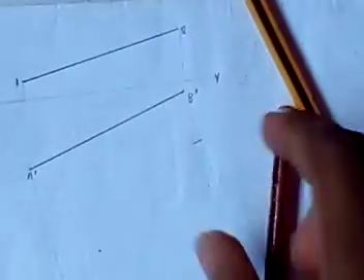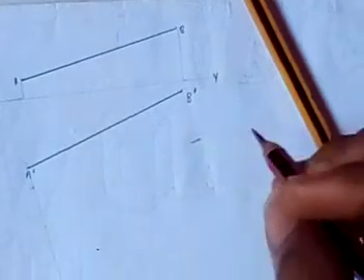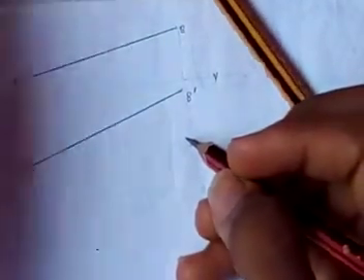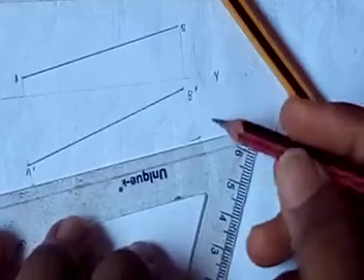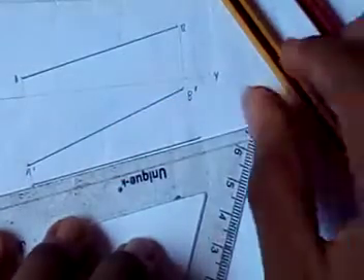Now you can see we have two points. We have this first point here, and we have the second point, the intersection. The next step is to join the intersections together. We'll join the intersections together with a thick line, and that will be the true length of the line.